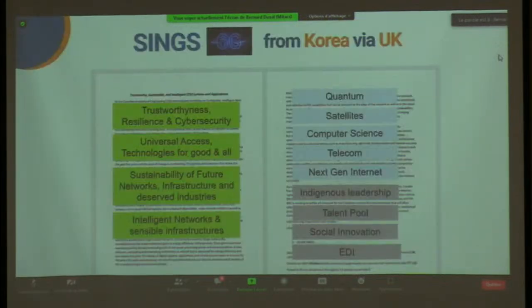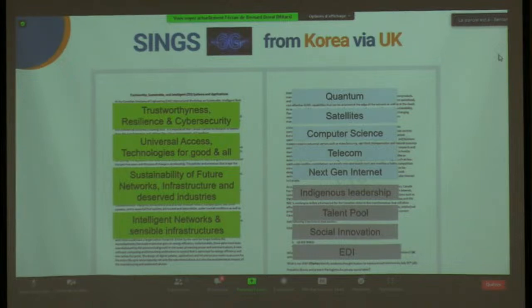We're also working on 6G. When I told you about that international panel where we welcomed international leaders in October in Montreal last year, we worked on that 6G strategy. We came up with 4 important pillars: trustworthiness, resilience, and cybersecurity of networks; universal access, technologies for good and for all; sustainability of future networks, infrastructure, and industries; and finally, intelligent networks, or AI, and sensible infrastructure. Those targeted pillars will be the base of the Canadian 6G strategy.